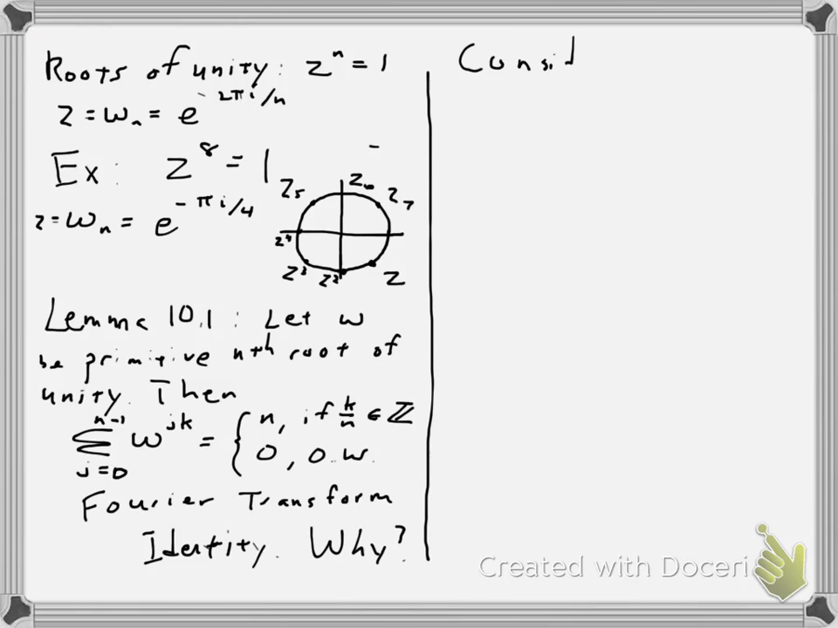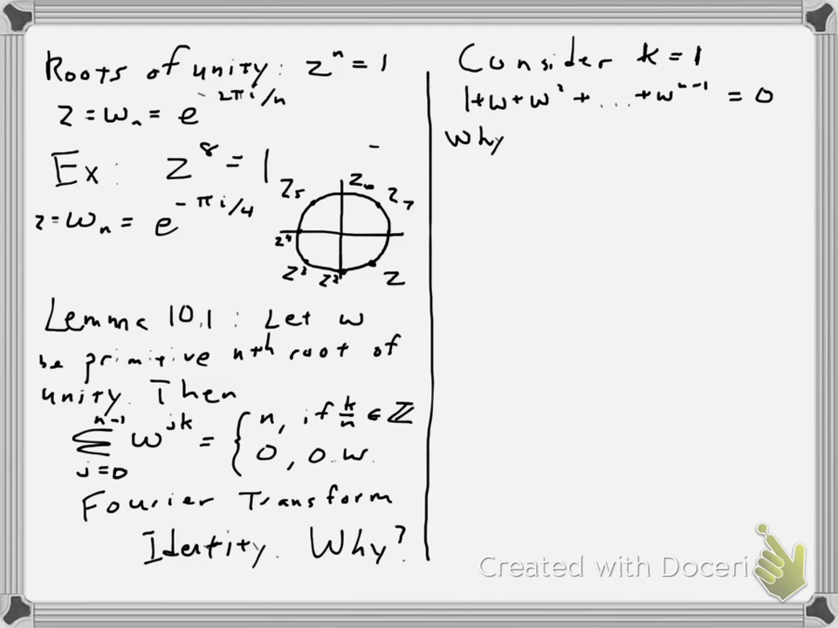We'll consider the case k equals 1. And so now let's see what the sum gives us. So the sum is 1 plus omega plus omega squared plus dot dot dot plus omega to the n minus 1. Okay, and I'm going to say this equals 0, and I'll ask why.